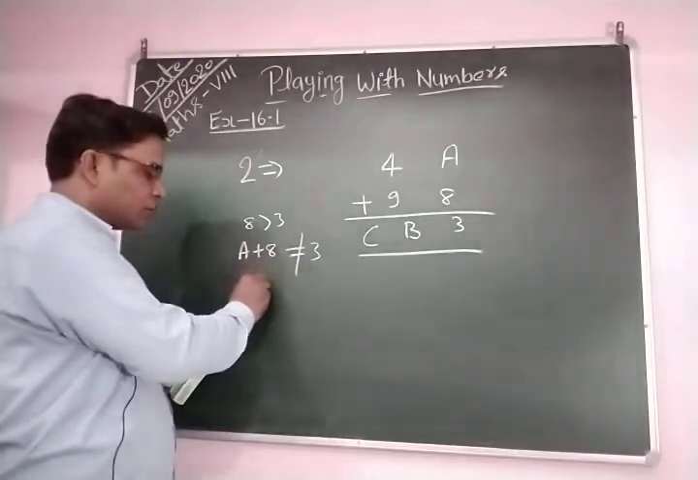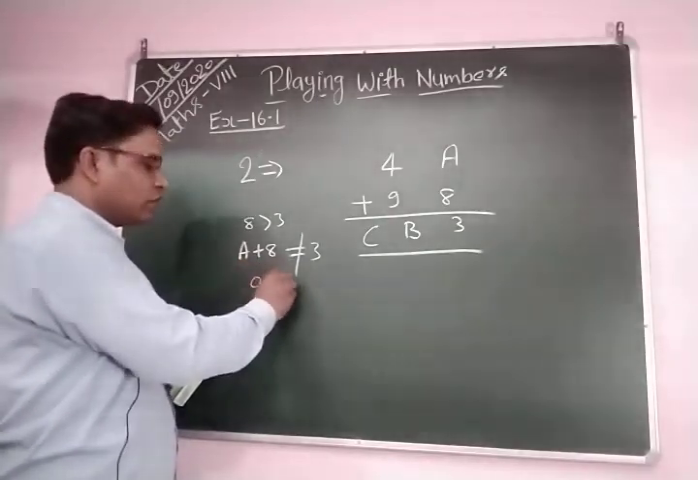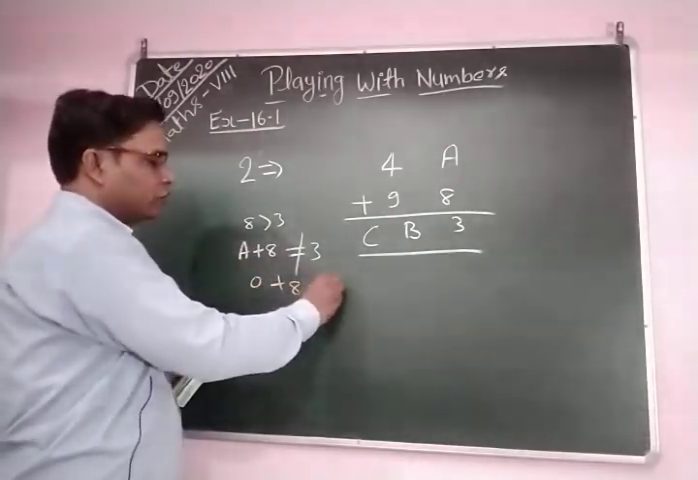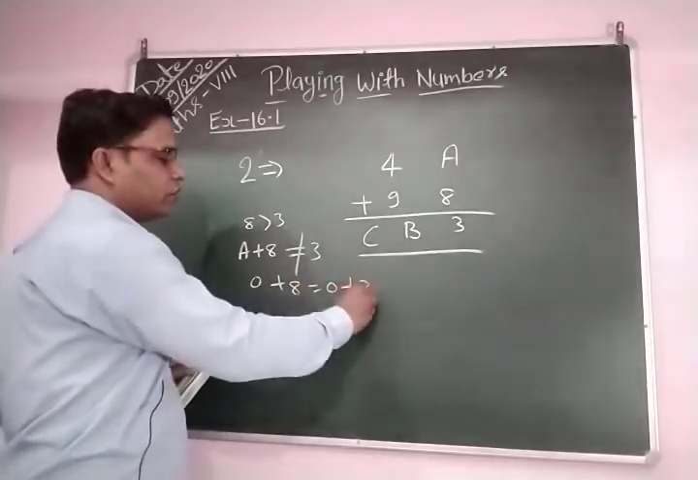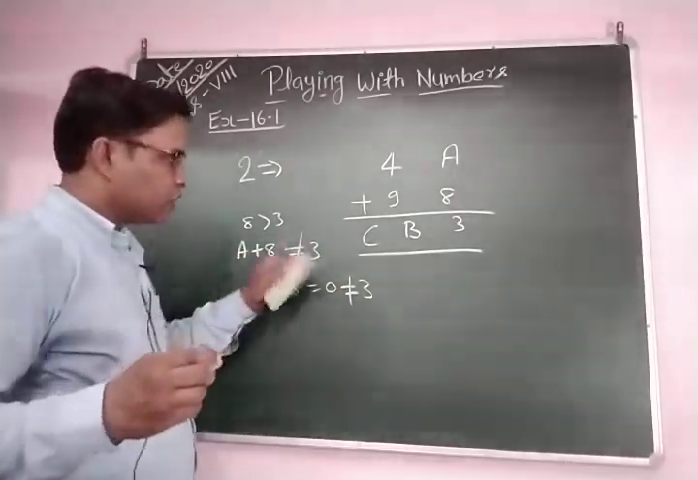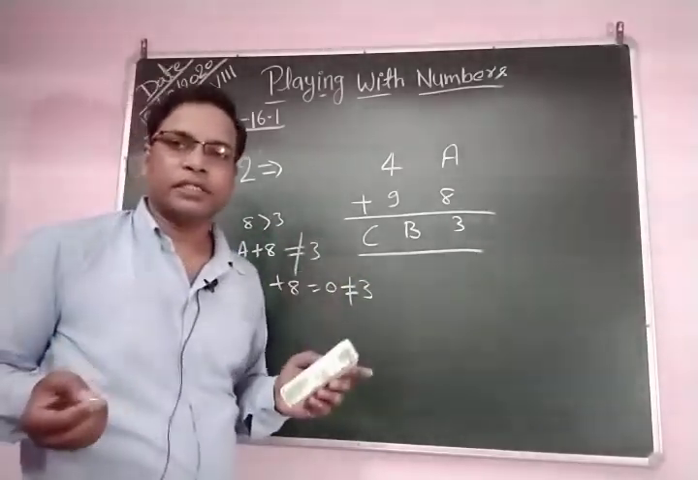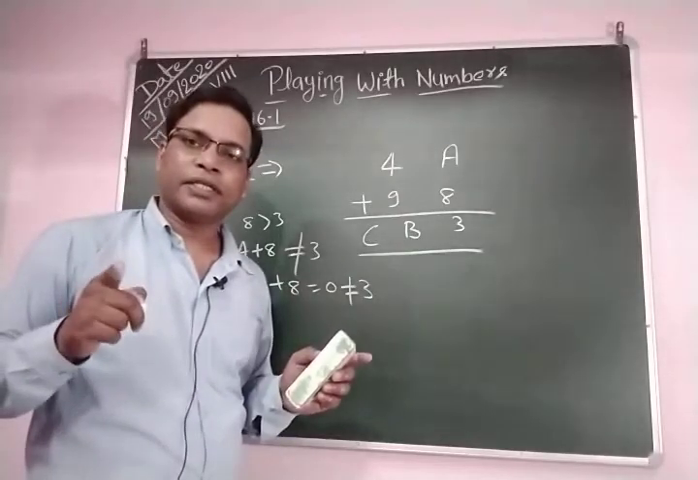Okay, if you take 0, the value of A is 0. 0 plus 8 is equal to 8, but this is not equal to 3. It means that this is not 3. So what is this? It may be 13.